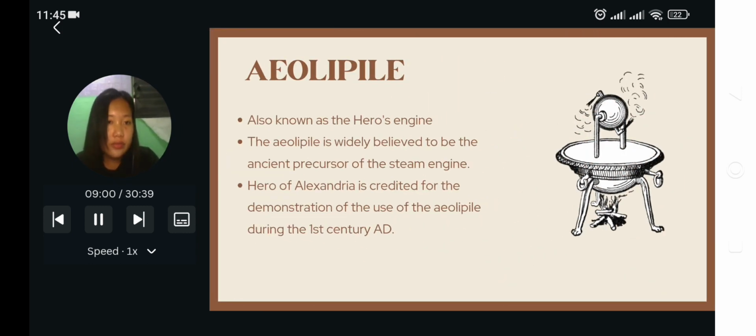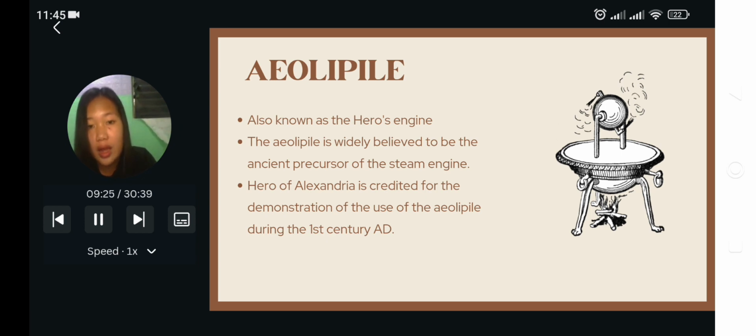So another invention is the aeolipile, also known as the Hero's engine. The aeolipile is widely believed to be the ancient precursor of the steam engine. Hero of Alexandria is credited for the demonstration of the use of the aeolipile during the 1st century AD. So si Hero of Alexandria yung nag-invent nito.